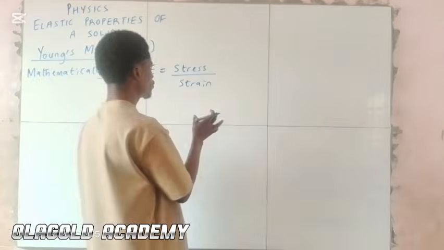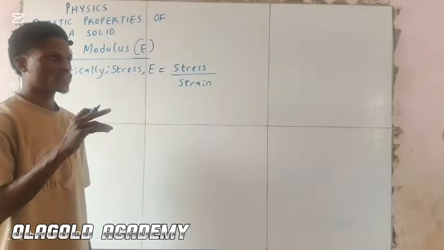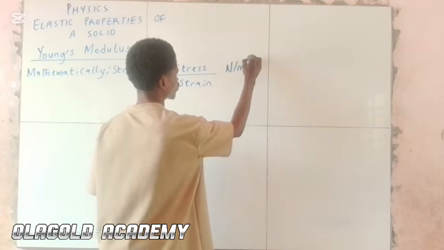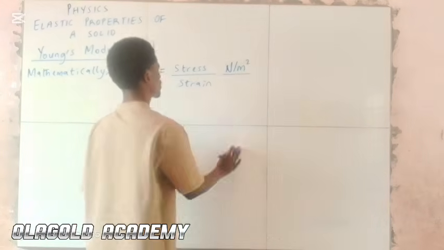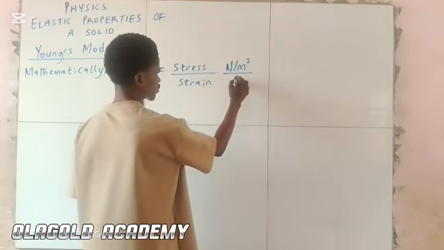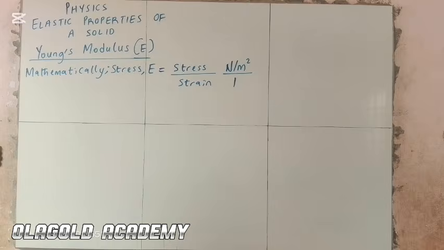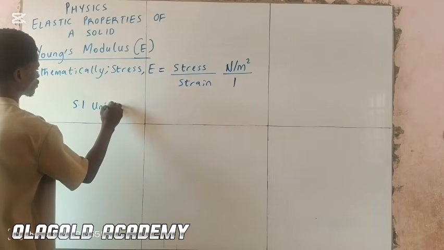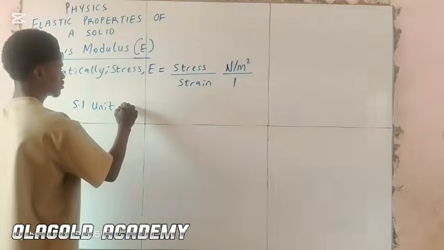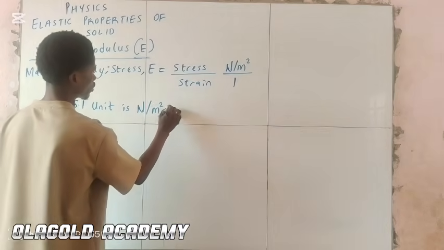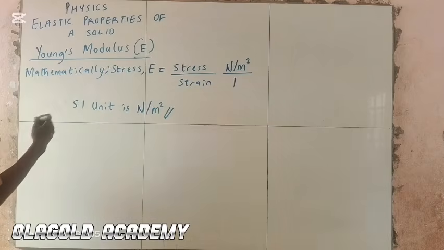Now, we know the SI unit of stress to be Newton per meter squared, and we know that strain has no SI unit. So it means the SI unit for Young's modulus is Newton per meter squared.